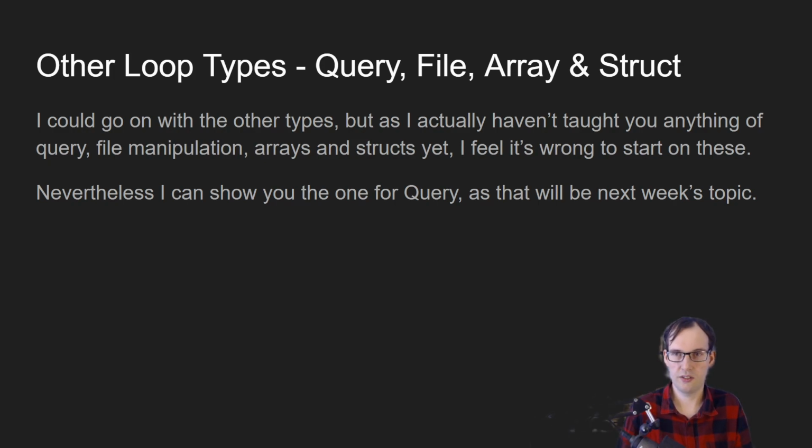Other loop types: query, file, array, and struct. I could go on with the other types, but I actually haven't taught you anything of query, file manipulation, arrays, or structs yet. I feel it's a little bit wrong to throw you on those things, but they're essentially the same. It's like you have a query and you give the query to the loop, and you say loop output cfloop is a query, and then the query name, and you output through the query. And file has then also again for file.